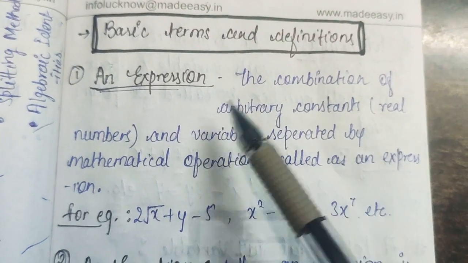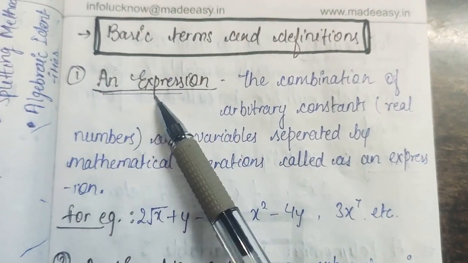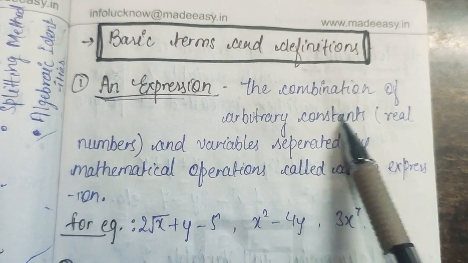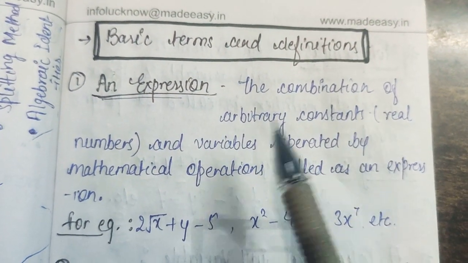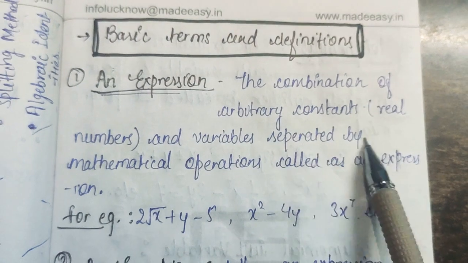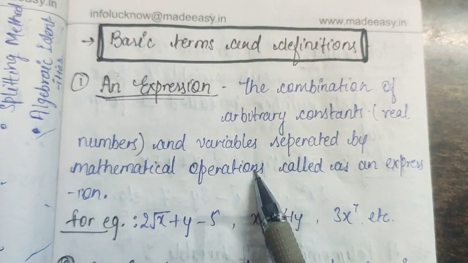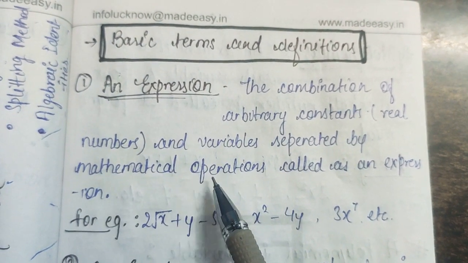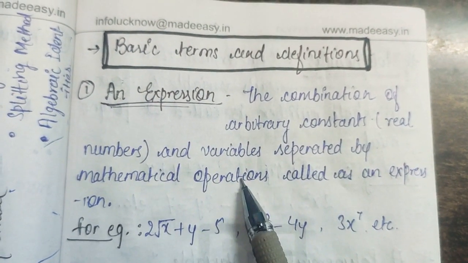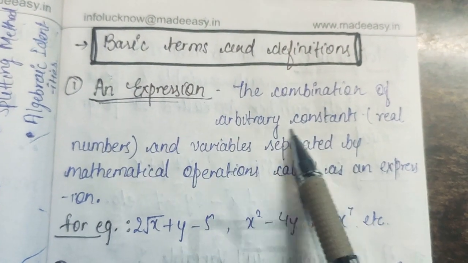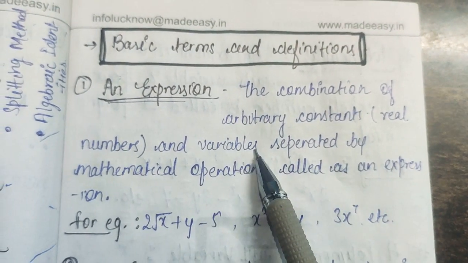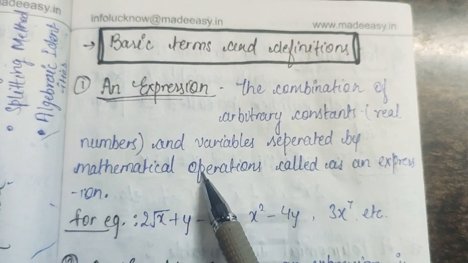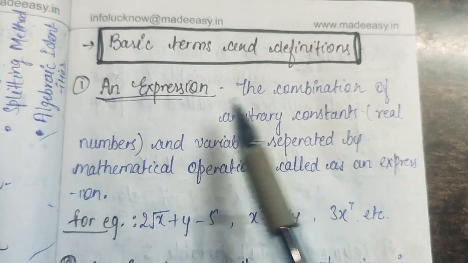First we will get to know what an expression is. An expression is a combination of real numbers, or you can say arbitrary constants, and variables separated by mathematical operations. We have four types of mathematical operations, as you all know: multiplication, division, addition and subtraction. Whenever these arbitrary constants and variables are separated using mathematical operations, the combination is known as an expression.